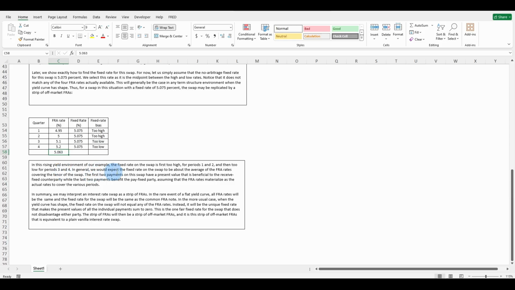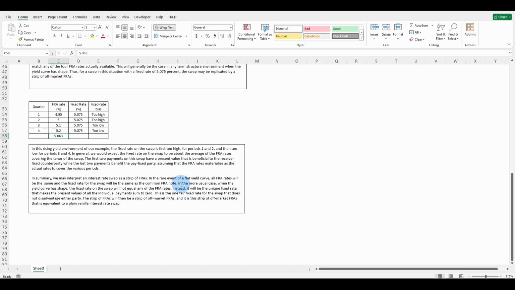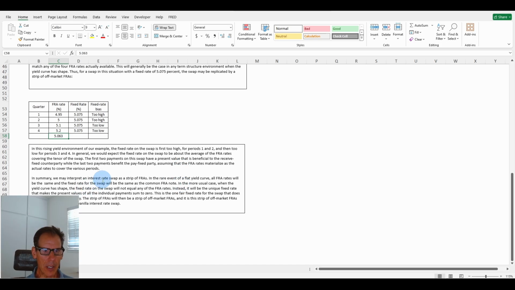In general, we would expect the fixed rate on the swap to be about the average of the FRA rates covering the tenure of the swap. The first 2 payments on this swap have a present value that is beneficial to the receive-fixed counterparty, while the last 2 payments benefit the pay-fixed party, assuming that the FRA rates materialize as the actual rates covering the various periods. In summary, we may interpret an interest rate swap as a strip of forward rate agreements.